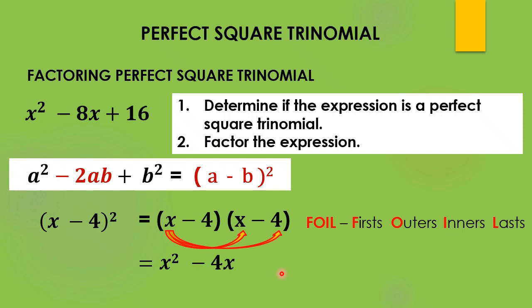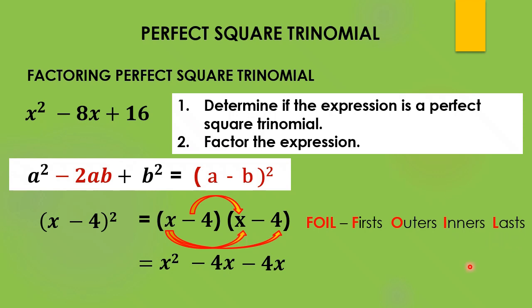Then next is multiply the inners. Inners are the terms between. So what are the terms in the middle? Minus 4 and x. So these are the inners. If you multiply the terms in the middle of two binomials, we get minus 4x.